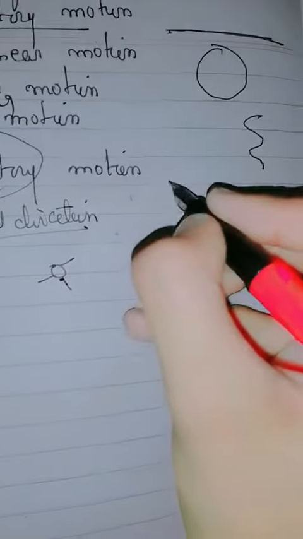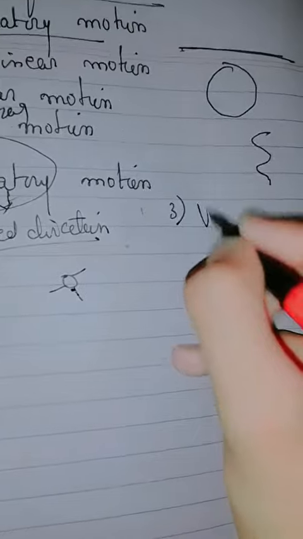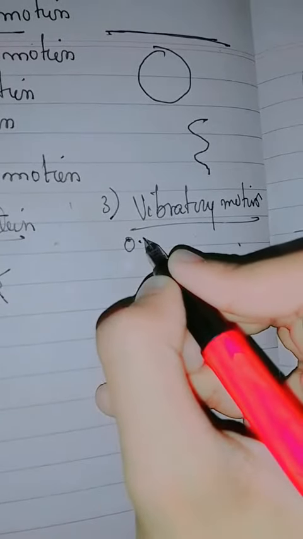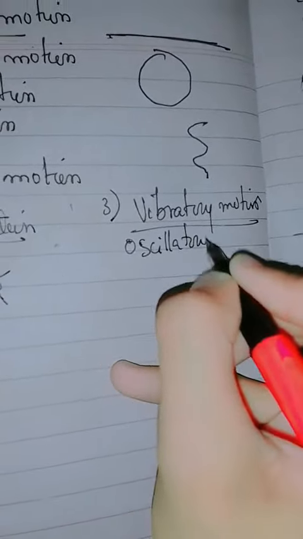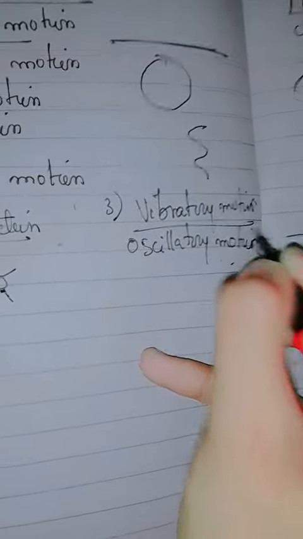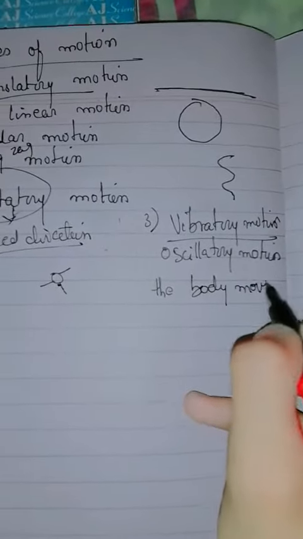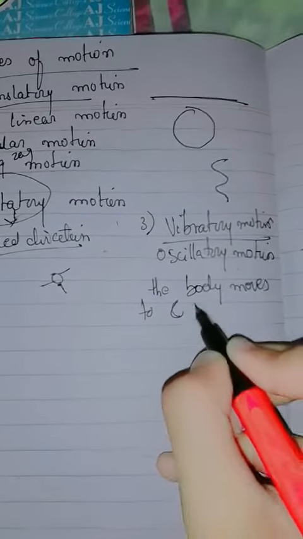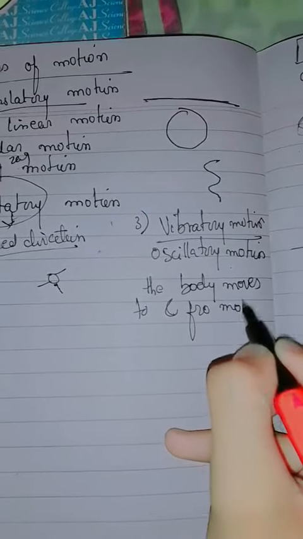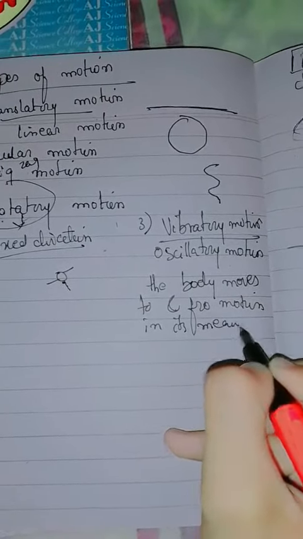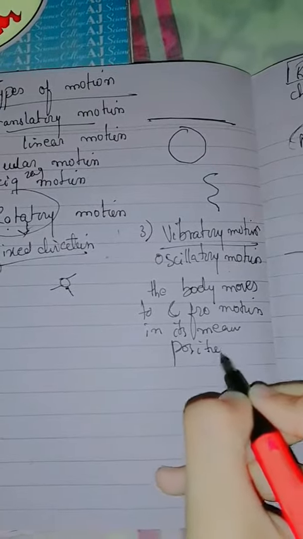The third one we have is vibratory motion. Vibratory motion is also known as oscillatory motion. Oscillatory motion is basically when a body moves to and fro about its mean position. That is known as vibratory motion.